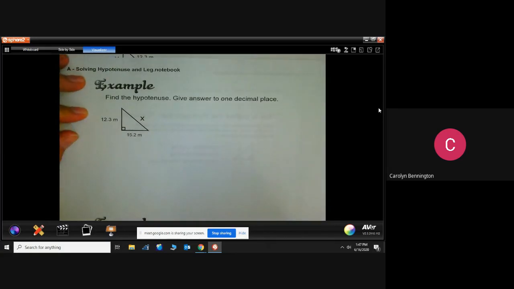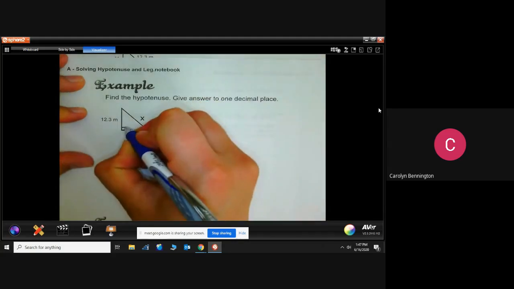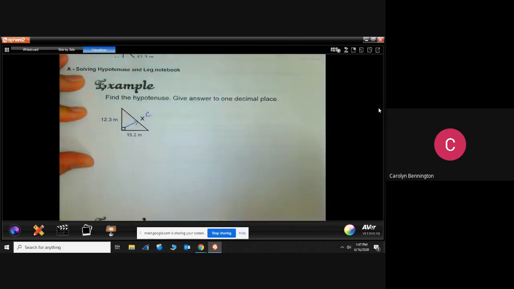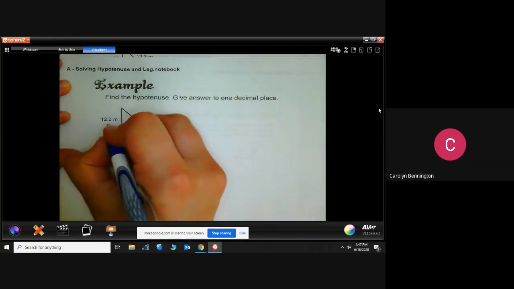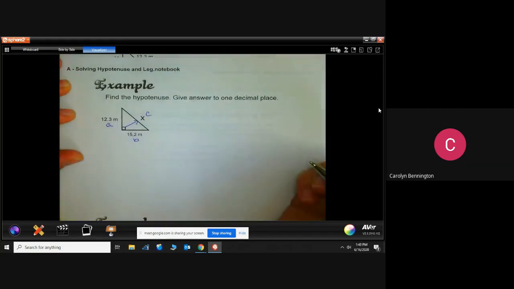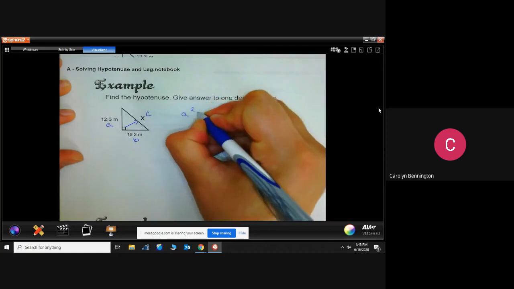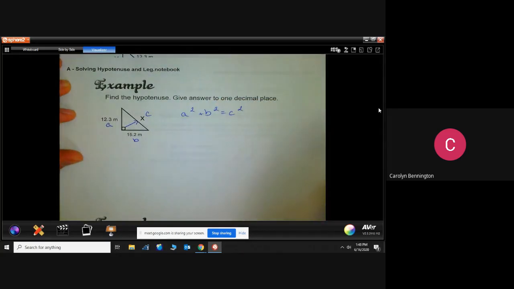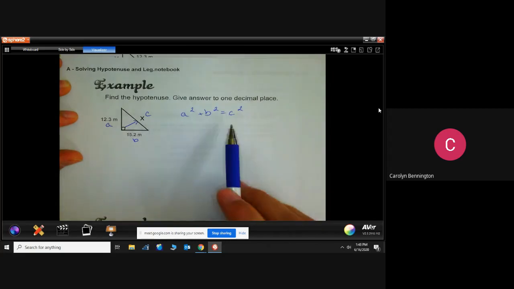So in our next example, again, we're trying to find the hypotenuse. So we're going to identify that directly across from our 90-degree angle. So that's going to go in the C position of our Pythagorean theorem formula. And then the two sides, again, are A and B. So we'll take our A squared plus B squared equals C squared. So substitute in the values that you know.